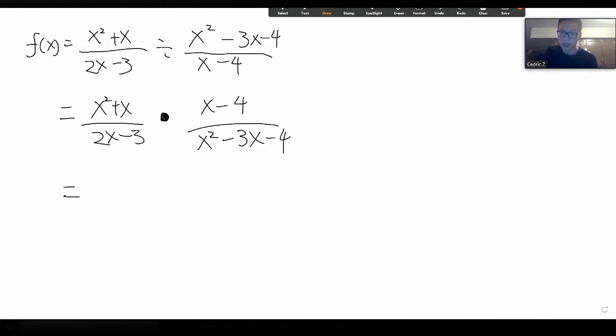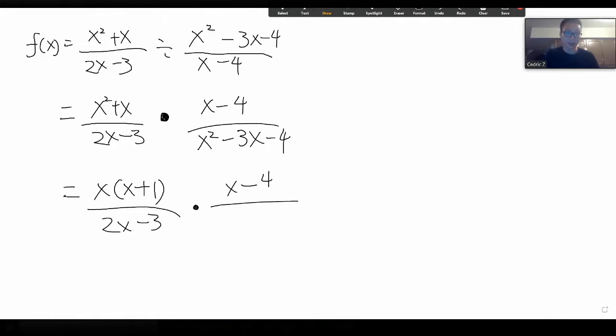For the first fraction, right off the bat on the top, I can take out an x, and I'm left with x plus 1. On the bottom, it's already in the most simplified form, so there's nothing I can do. Then for the second fraction on the top, there's nothing I can do, x minus 4. And for the bottom, if you use the factoring technique for quadratic functions, you'll get (x minus 4)(x plus 1).